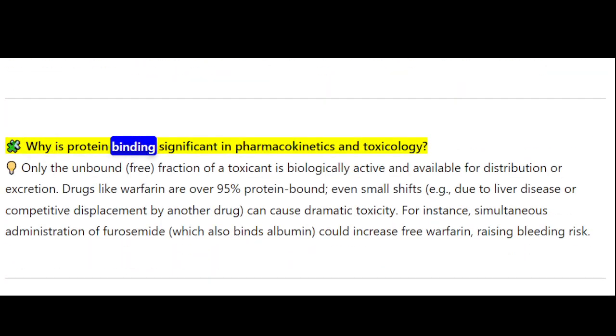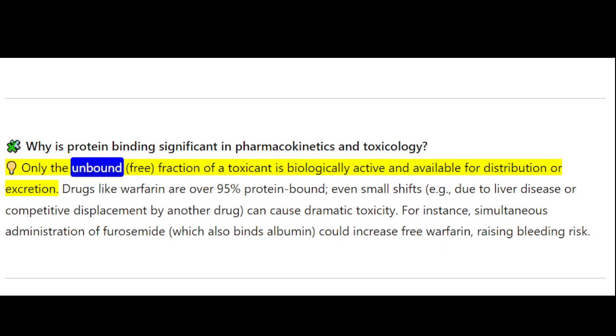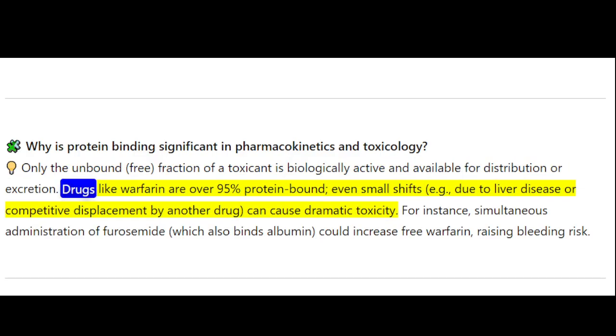Why is protein binding significant in pharmacokinetics and toxicology? Only the unbound, free, fraction of a toxicant is biologically active and available for distribution or excretion. Drugs like warfarin are over 95% protein-bound.